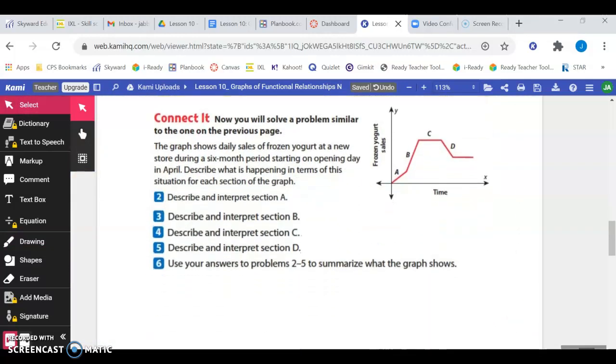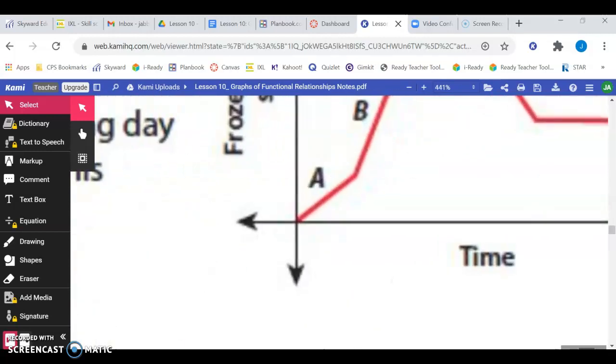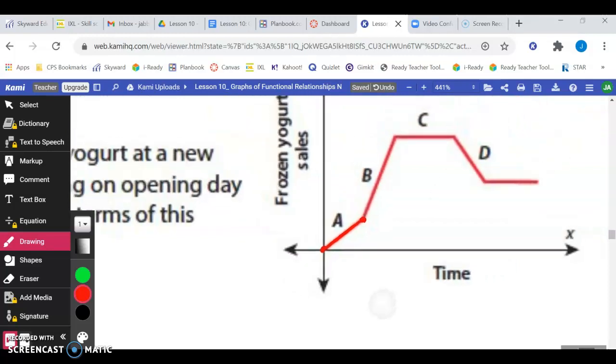All right, now we're going to be given a graph that's kind of broken up into different little pieces. It says that the graph shows the daily sales of frozen yogurt at a new store during a 6-month period starting on opening day in April. Describe what is happening in terms of this situation for each section of the graph. So part A here started when they opened the store, so they had 0 sales, and it went to here. So part A, it looks like they had continuous sales throughout the day as time passed.